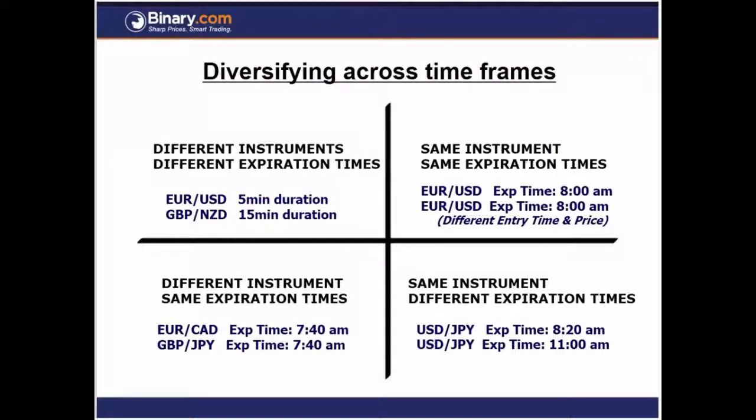Another way is different instruments, same expiration times. Let's take the Euro CAD and the pound yen. I might look to get out of both of those trades at 7:40. I may have a window of 5 minutes, 2 minutes, or I may have a window of 30 minutes. It depends on what's happening with that particular instrument. What I'm showing is that there's so much flexibility in trading binaries, and that's why I love it so much. The opportunities are infinite to me.